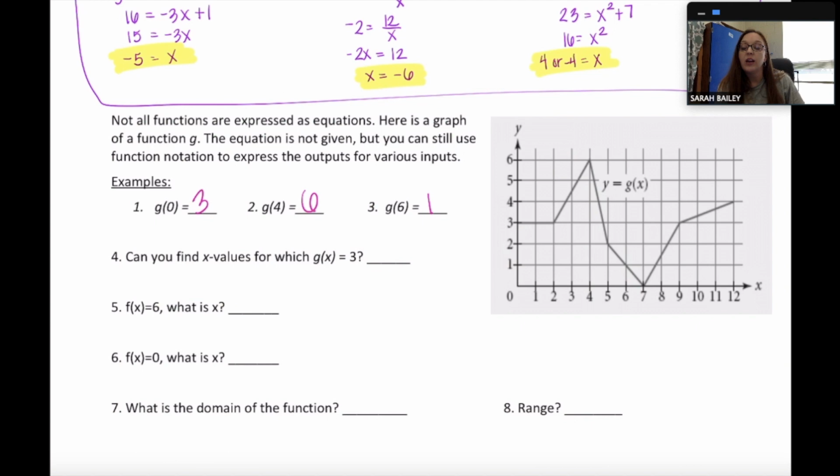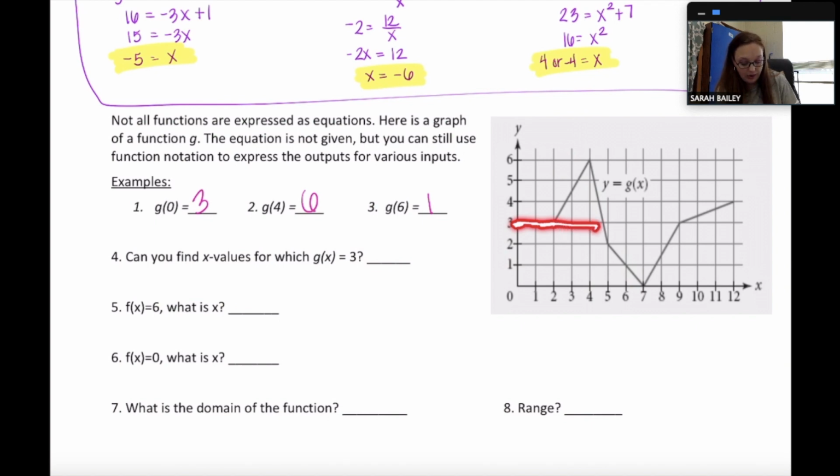Number 4, can you find x values for which g of x is equal to 3? So this time they're telling us the y value is a 3. So find 3 on the y-axis, which is here, and then move until you hit the graph. Well, I hit the graph right here. I also hit it right here, so that's at 0, 1, and 2.